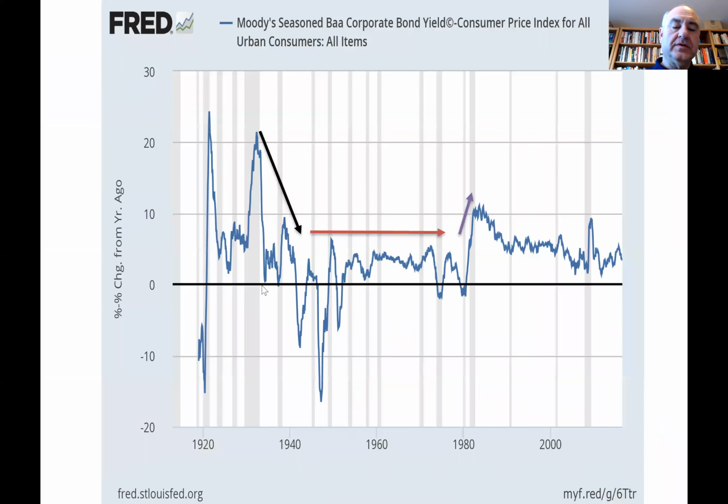Okay, so one important one is that BAA, and I've corrected it for inflation here. So this is the real BAA interest rate. And you can see that there are regimes in these.